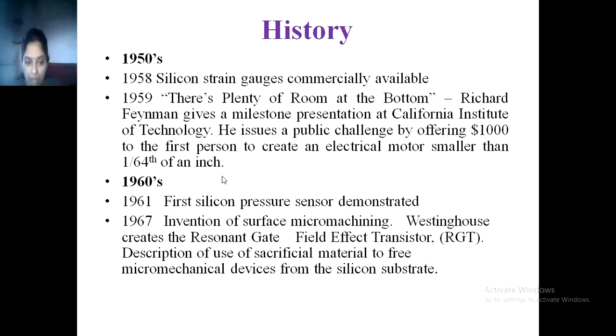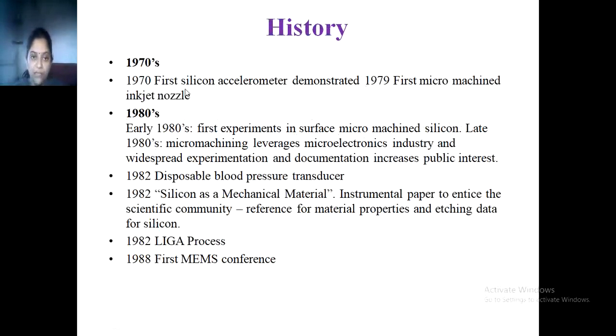Westinghouse creates the resonant gate field effect transistor, that is RGT. So that description used sacrificial material to build micromechanical devices from the silicon substrate. In 1970, the first silicon accelerometer was demonstrated. In 1979, the first micromachined inkjet nozzle was developed, and in the early 1980s, the first experiment in surface micromachined silicon.